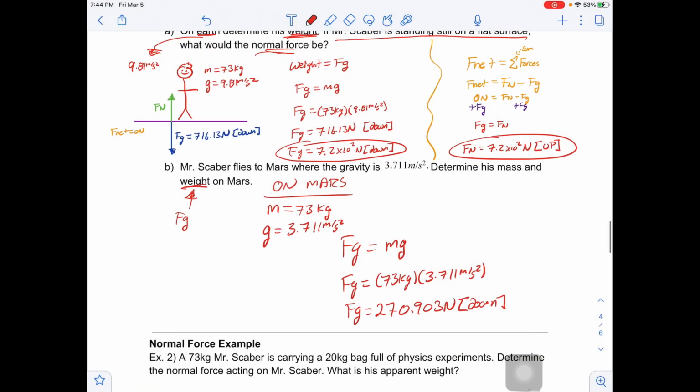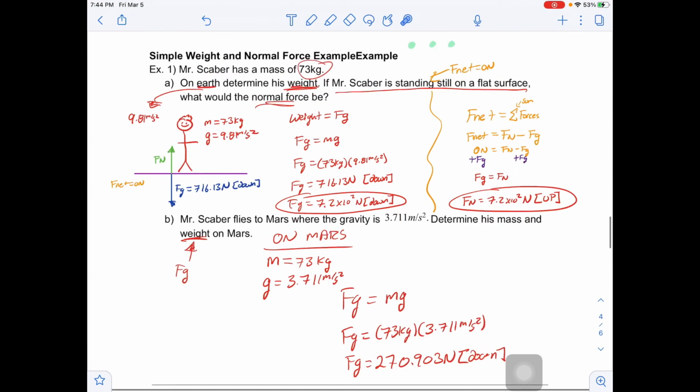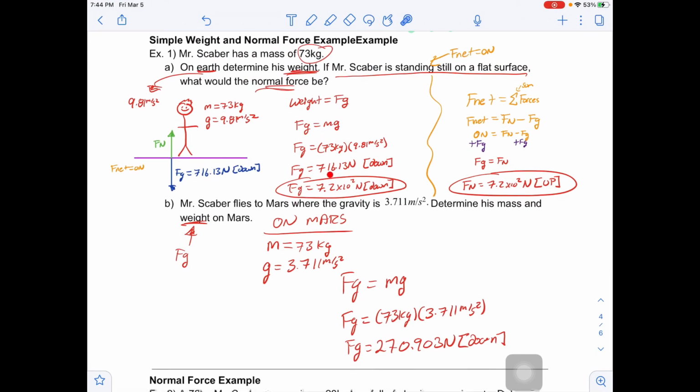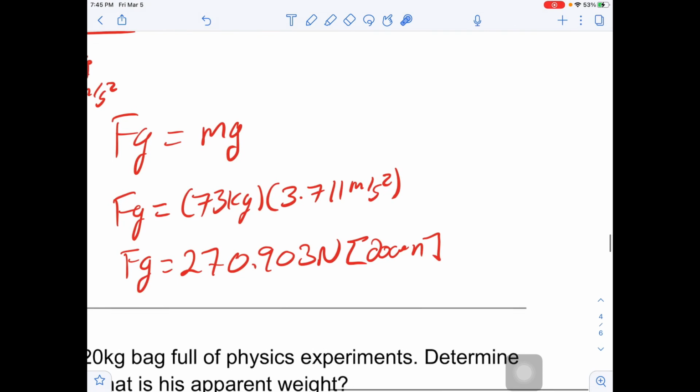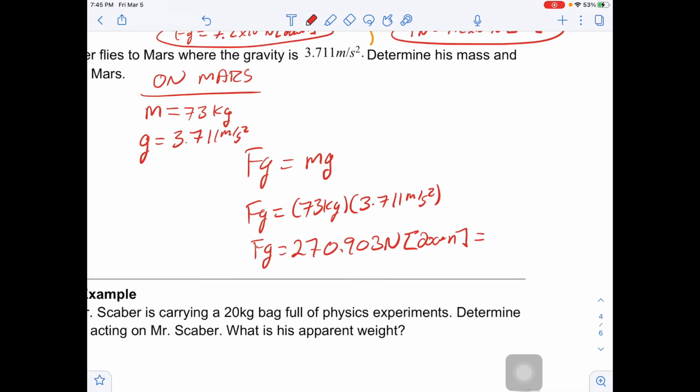Now compare that to how much I weighed on Earth. I'm almost a fourth of the weight I am on Earth. And that's why when people are on Mars or in space, they feel lighter, because they technically are. They're not as heavy. Their weight is less. So this will be 2.7 times 10 to the 2 newtons down.